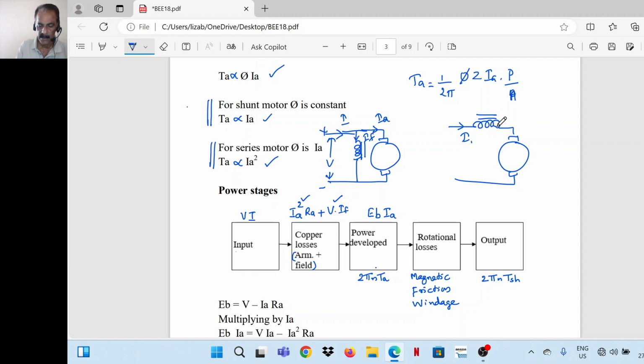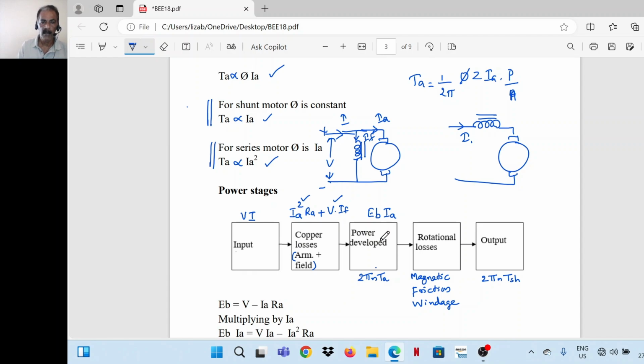Here it is the same. I into voltage across the field winding is the field copper loss, and I square Ra is the armature copper loss. So from the input, the copper losses are met, and remaining is the power developed by the armature. So remaining is Eb into Ia.